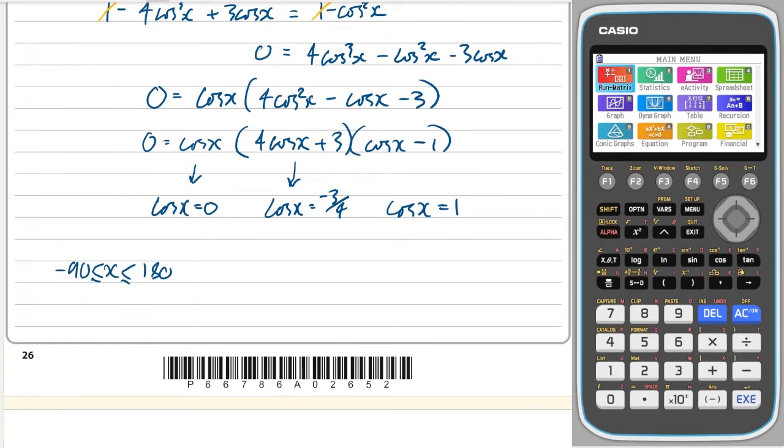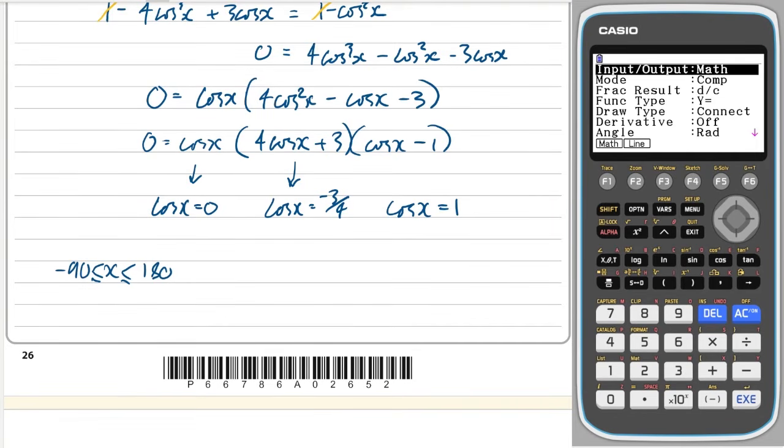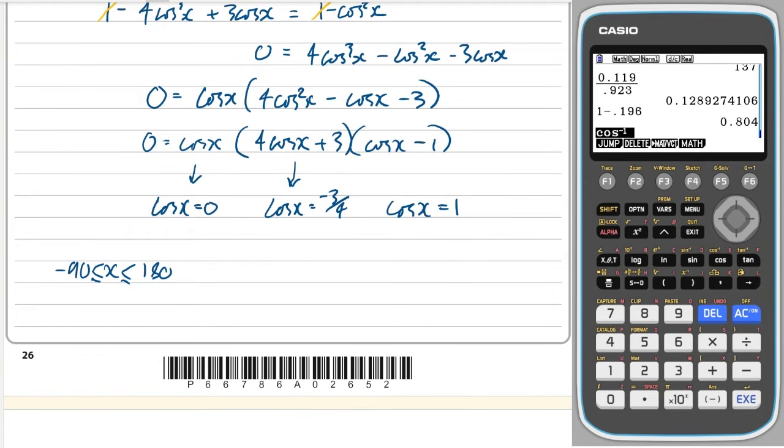Okay, so let's look at, first off, cos to the minus 1 of, whoops, I should be in degree mode. Shift setup and change that to degree mode. And cos to the minus 1 of 0, well, of course we know that is going to equal, sorry, 1. I mean 90. So we get x equals 90 is one solution.